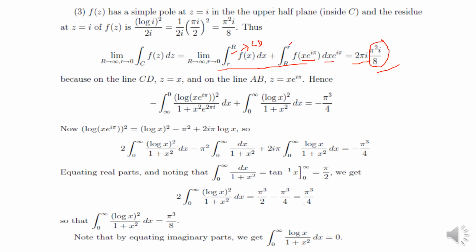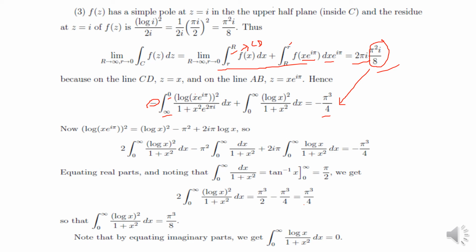We substitute the value z equal to x and z equal to x e to the power i pi in the integrals. So we reverse the limits. So minus the integral from capital R to small r, that is infinity to 0, of (log x e to the power i pi) whole square upon 1 plus x square e to the power 2 pi i dx, plus the integral from small r to capital R, 0 to infinity, of (log x) whole square upon 1 plus x square dx, on the real axis, which is equal to minus pi cube upon 4.